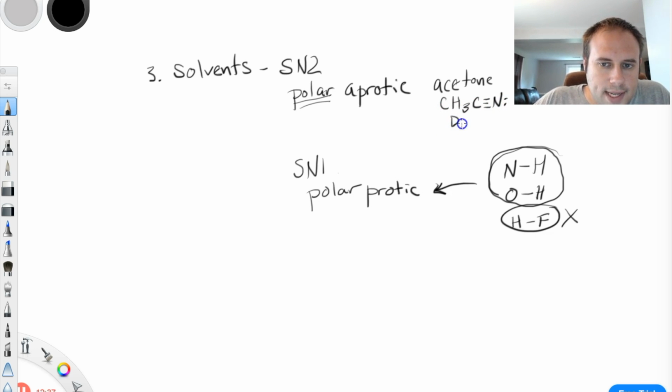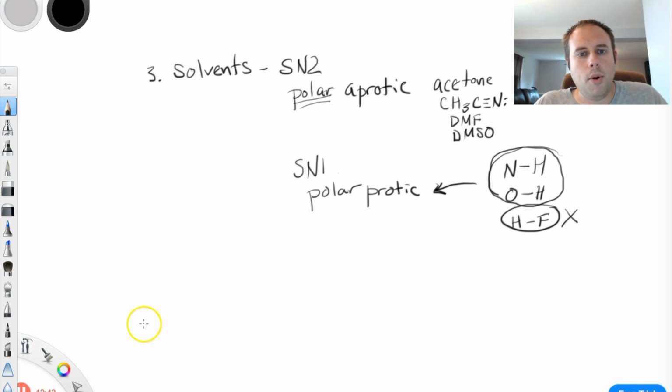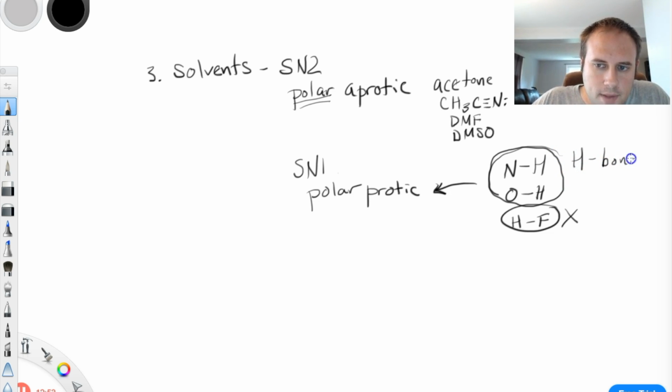There's something known as DMF, DMSO. Those are all highly polar solvents, but they are aprotic, meaning they don't contain any OH or NH bonds. And what we're dealing with here is really hydrogen bonding. Does my solvent have the capacity to undergo hydrogen bonding? So in an SN2, think about the types of nucleophiles. We're dealing with these strong negatively charged nucleophiles, right? So maybe something like a hydroxide.